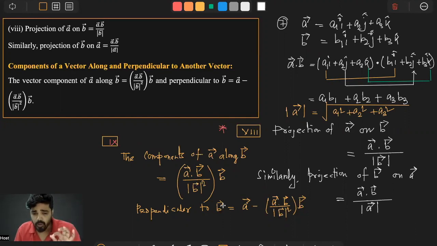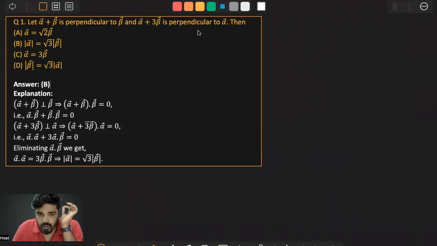তাহলে perpendicular to b করার জন্য ফার্স্টে components of a along b বের করে নিতে হবে, ঠিক আছে? Then just subtract from a. So these are the very important properties of scalar product. Okay, so now we discuss problems on scalar product or dot product.